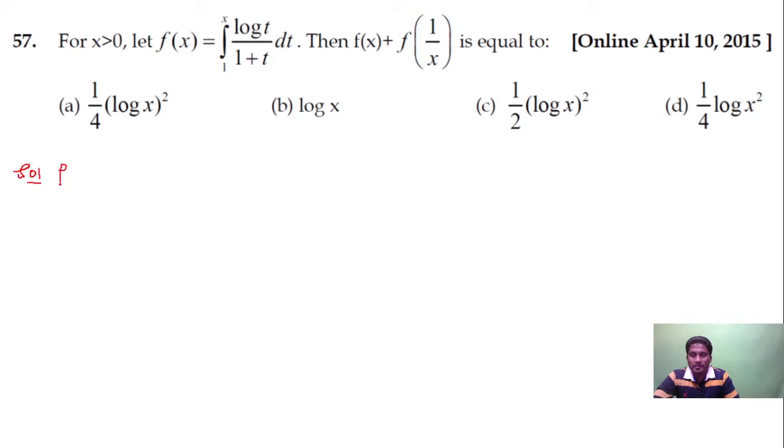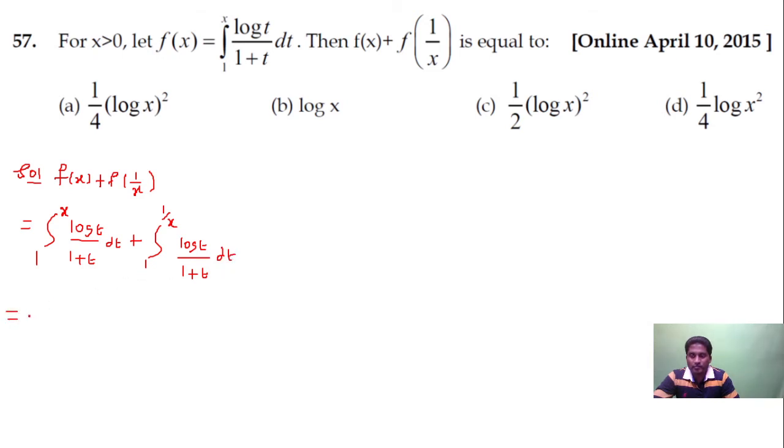Okay, now here f of x plus f of 1 upon x. f of x will be equal to integration of 1 to x log t upon 1 plus t dt. F of 1 by x will be equal to integration of 1 to 1 upon x, log t upon 1 plus t, and then dt. Now if I want to bring it to the same form, 1 to x, and then log t upon 1 plus t, here the upper limit is x, here the upper limit is 1 upon x.